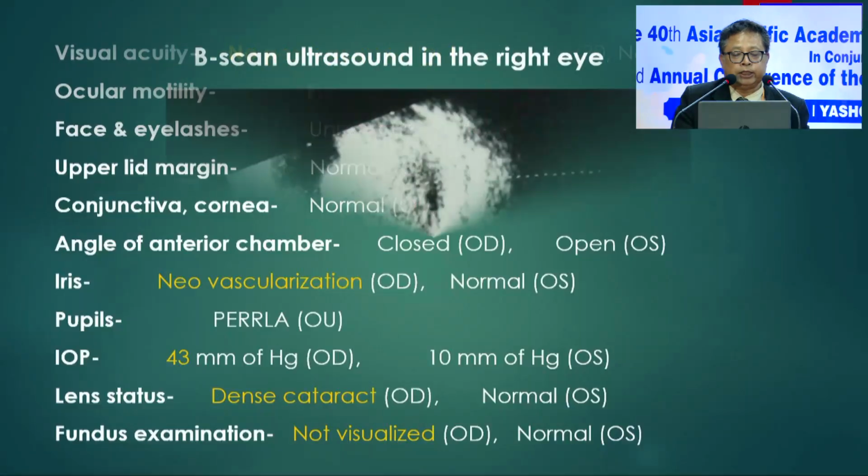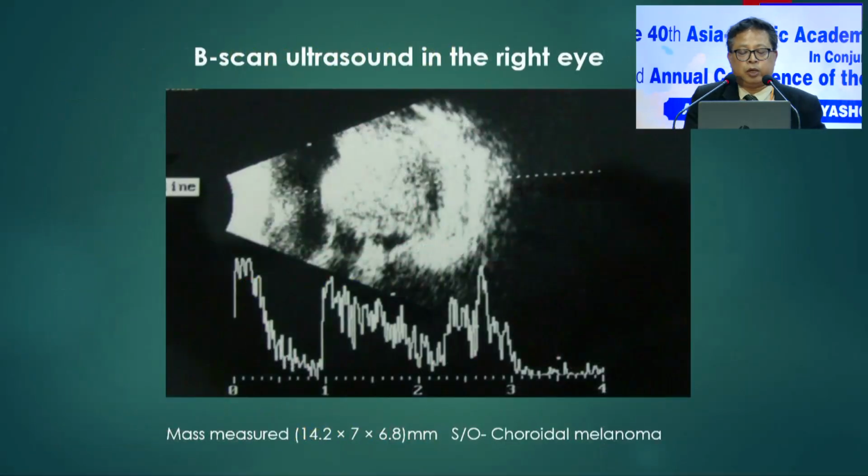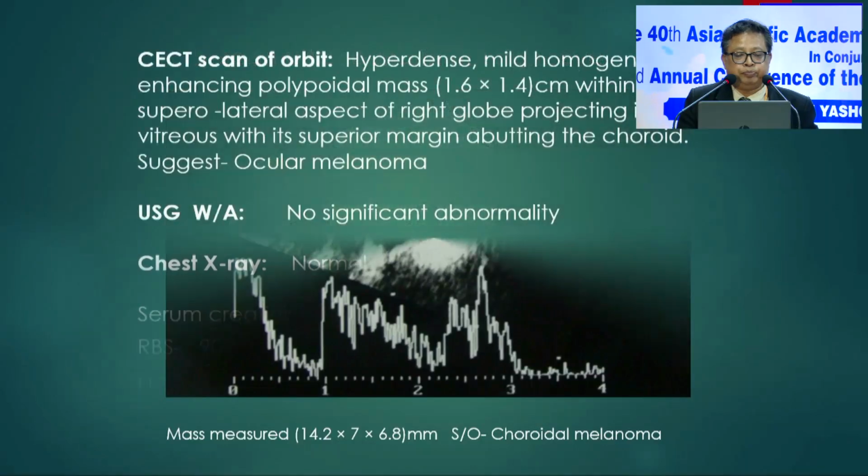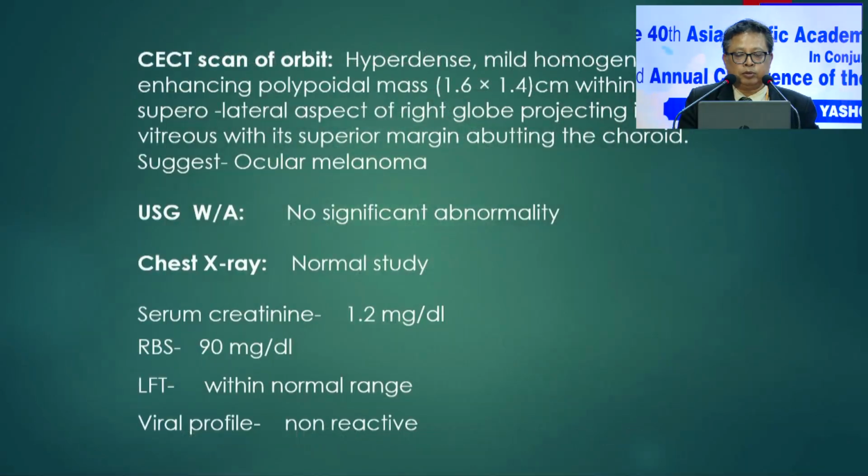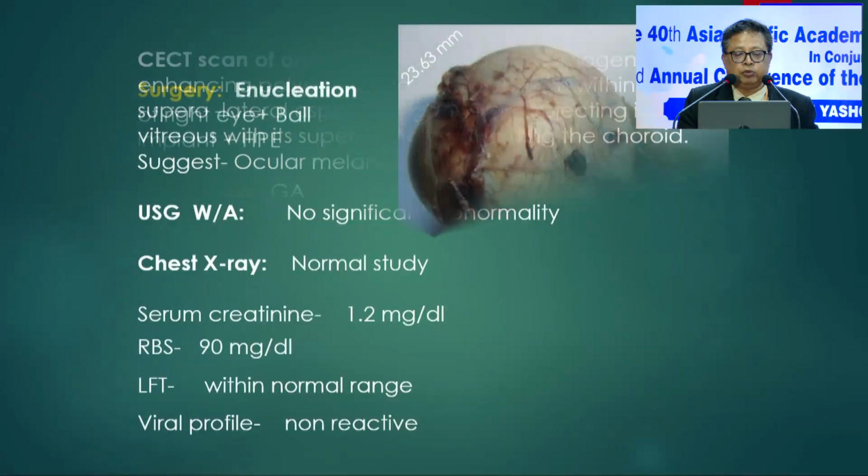Fundus not visualized. This is a B-scan ultrasound showing the anterior border of a mass in the vitreous with a high spike, then incremental decrease in the spikes. There is a negative kappa angle, and in the lower portion some excavation can be seen, and the sonologist has opined that it's a choroidal melanoma. A CT scan was done because the patient was economically poor. We saw the mass there, and other investigations were normal.